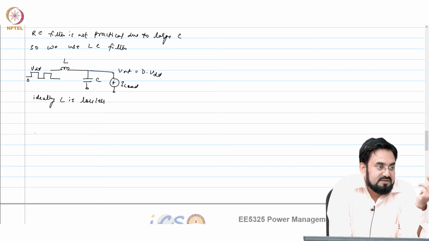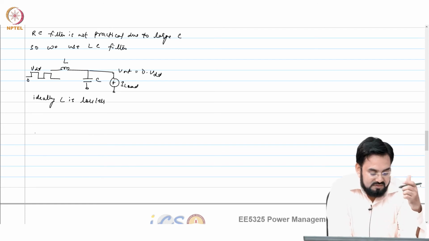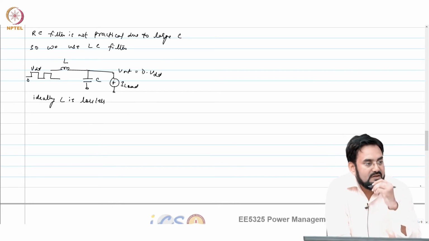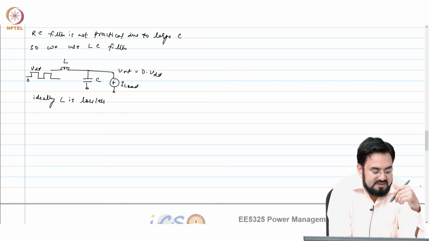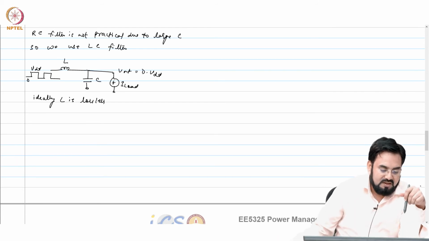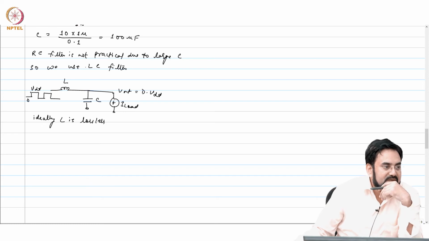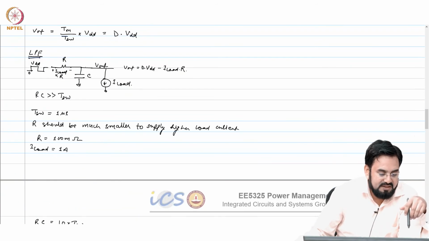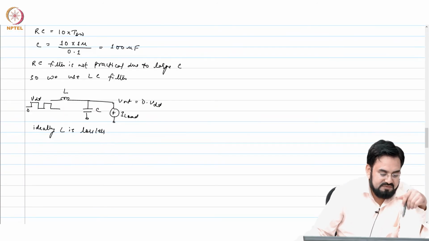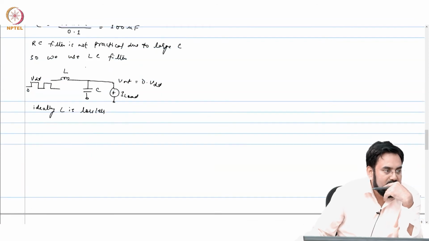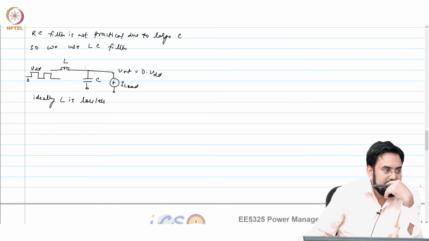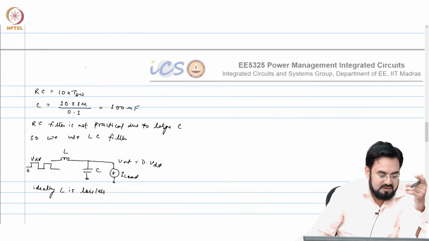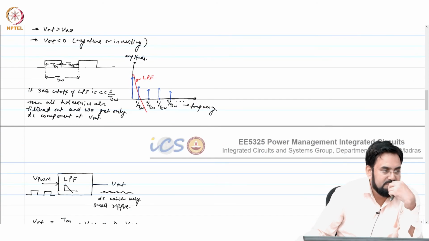So there are two advantages here. One is reduced losses, and for the same ripple, the value of C required will be much smaller because it's a second order filter. So you get minus 40 dB per decade instead of minus 20 dB per decade like in RC. So it gives you a second order filter, and an inductor of the order of microhenry will give you a much better time constant, or you can say your cutoff will be much lower.